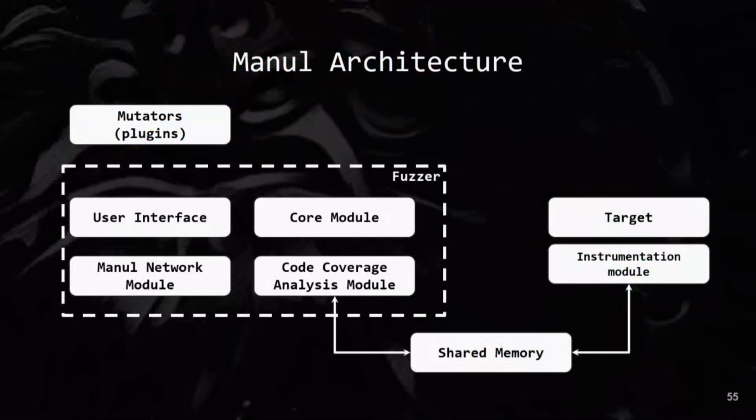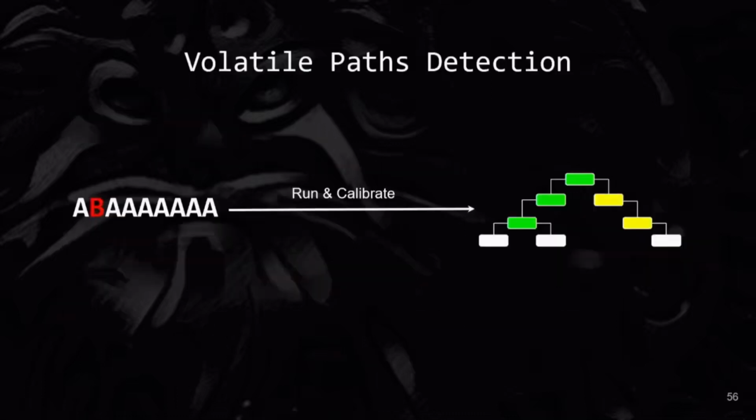This way, the user can ask Manul to enable or disable different mutators, or even provide his or her own and ask Manul to use them.